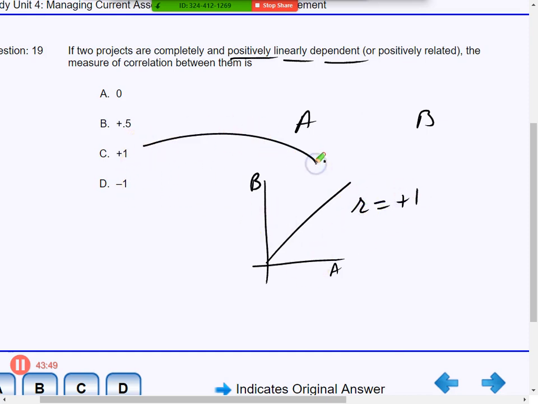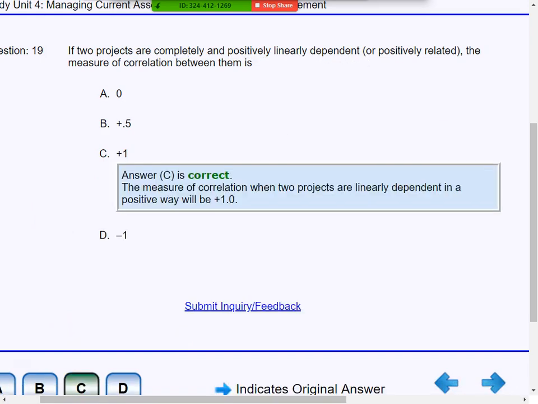That is C. Let's say the question had asked A and B are completely and negatively linearly dependent. We would have got something like this. And in that case, R would have been perfectly -1. Since they are positively linearly dependent, that means C has to be the right answer.